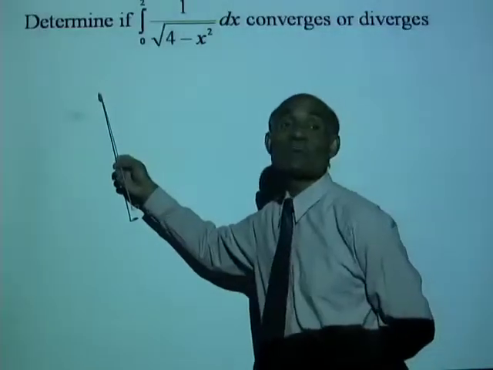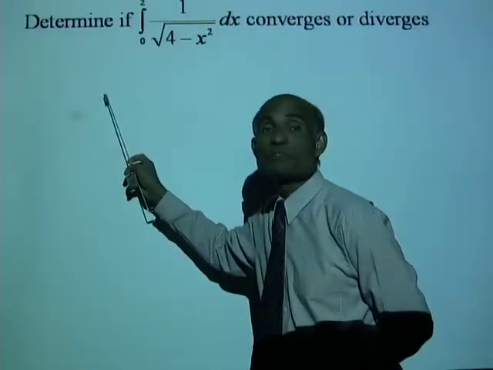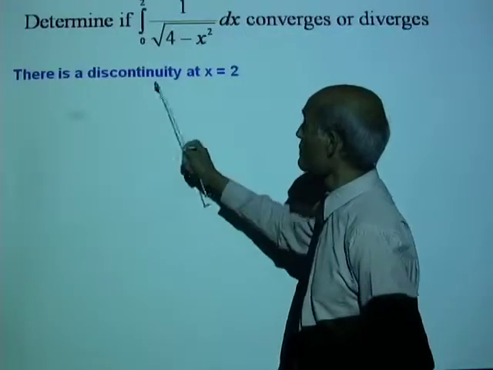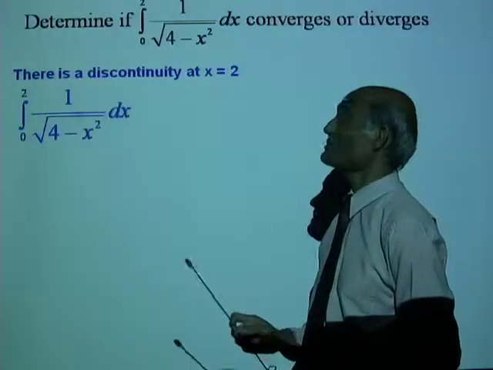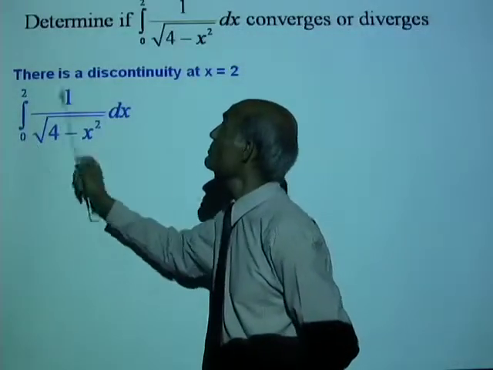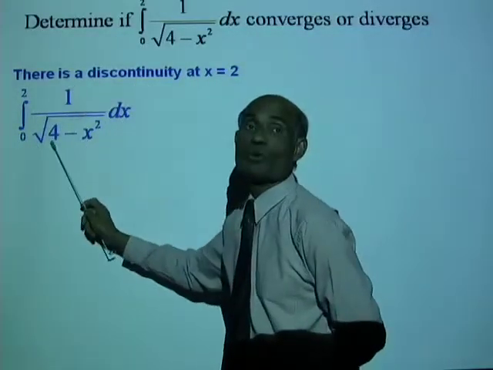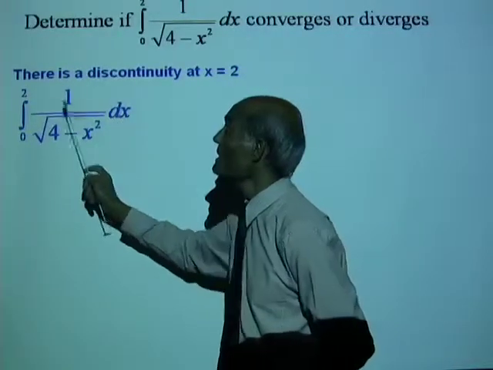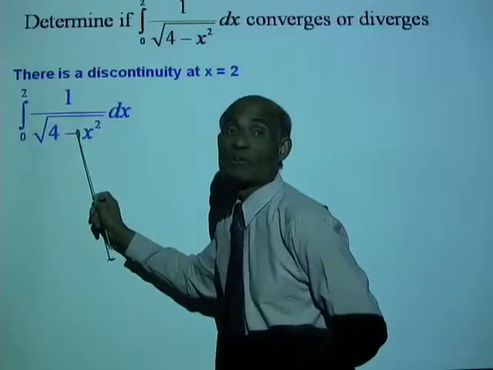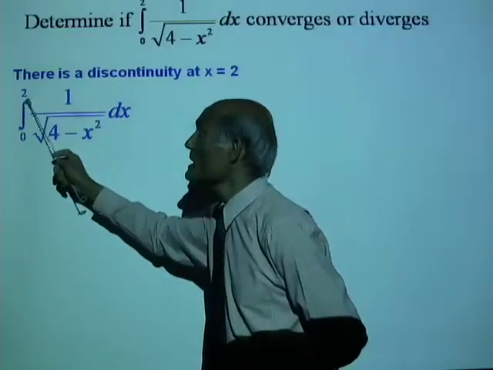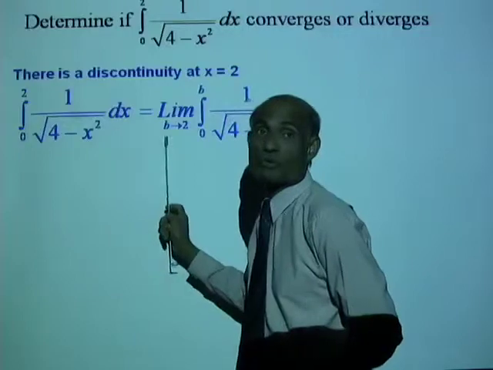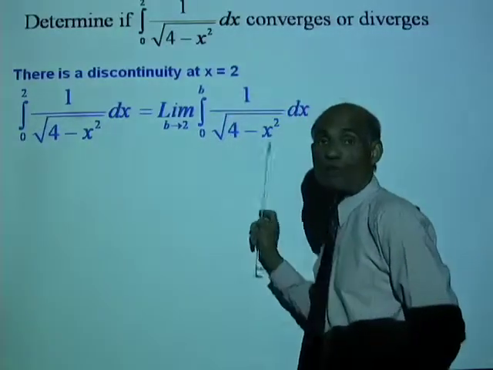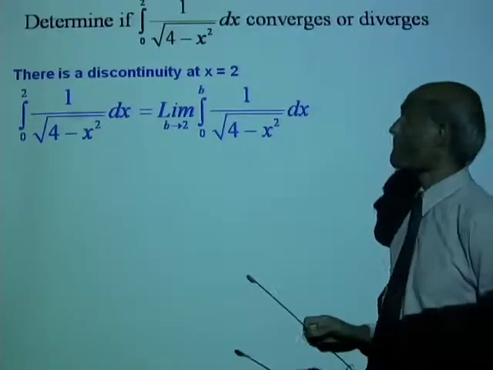We need to take a limit. Say limit b approaches 2. Is that right? So we have a discontinuity at x equal to 2. We will write integral 0 to 2 of 1 over square root 4 minus x squared dx as, how do you write this as a limit now? It will be limit b approaches 2 of integral 0 to b of that quantity.